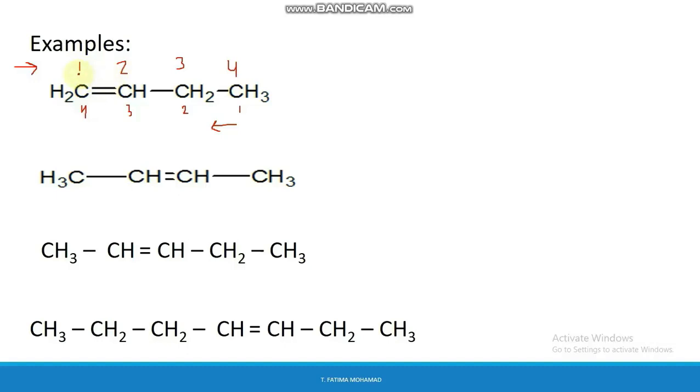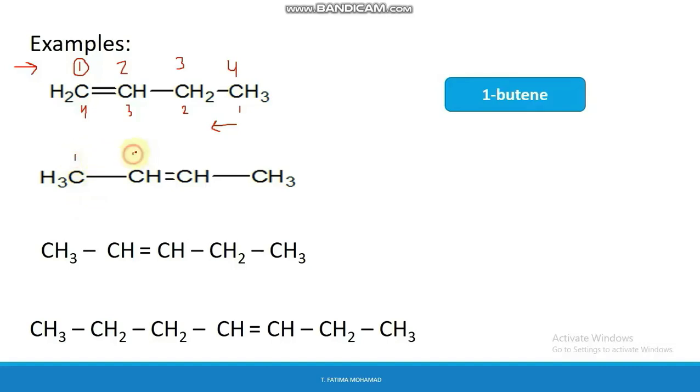So we take the least numbers here, 1 and 2, and we said we have to take the least number in determining or in indicating the position of the alkene. So we have 4, so it's butene, and the position is on carbon number 1, so 1-butene. Okay, the second one, let's number them.